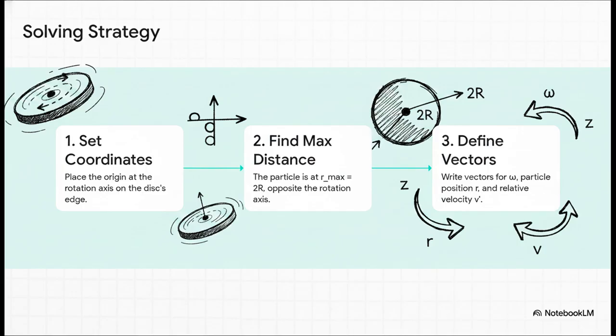A little bit of geometry tells you that's got to be on the complete opposite side of the disk, a full diameter away. So its position vector r has a length of 2r. Now let's think about directions. The angular velocity vector omega points straight up. The particle's relative velocity, v prime, is tangent to the rim right at that point.